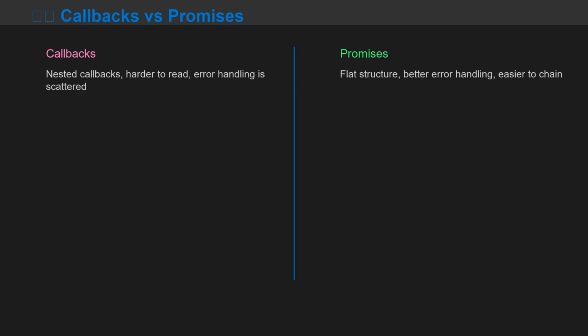Let's compare callbacks to promises. With callbacks, you often end up with nested code that's hard to read. Error handling is scattered throughout your code. With promises, you get a flat structure, better error handling, and easier chaining of operations.